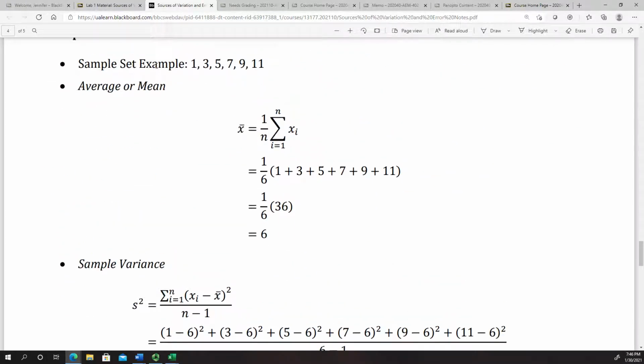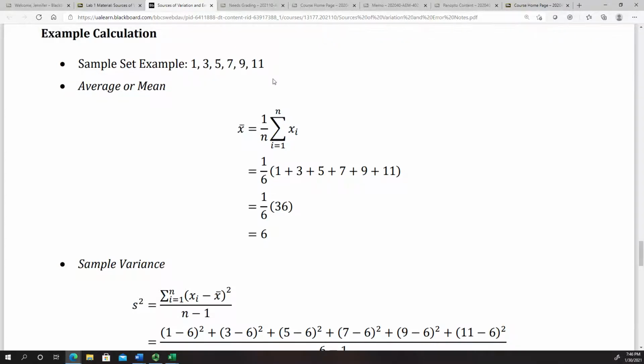Okay, so if our sample set of data is 1, 3, 5, 7, 9, and 11, so we have 6 numbers. Our average or mean will be the addition of these values divided by the number of values present. So if we add 1, 3, 5, 7, 9, and 11 together, we get a value of 36. Since there are 6 numbers present, we divide that 36 by 6, and our average value is, in this case, 6.